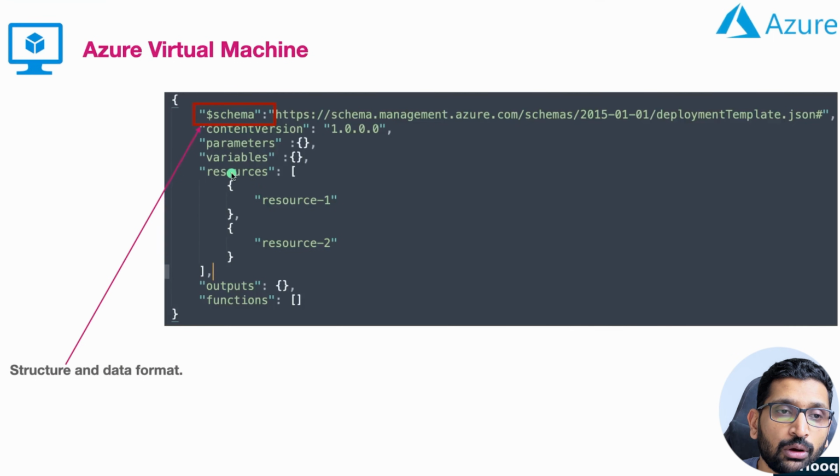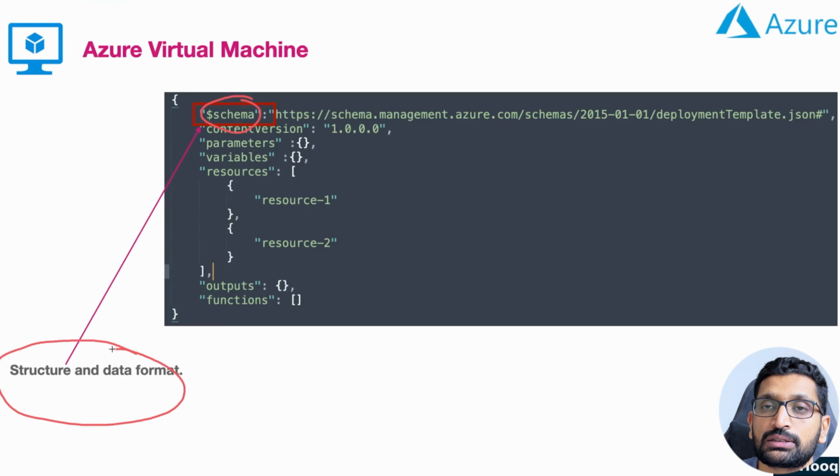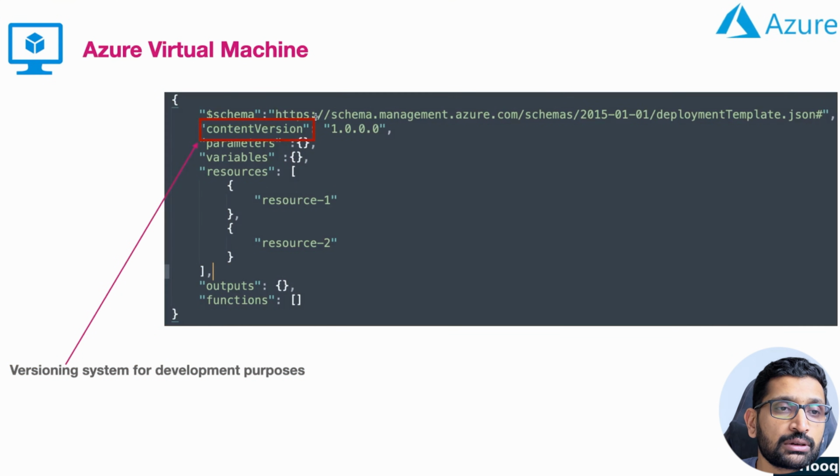Let's start from the top, and the first thing which you can see over here is the schema, which is present over here in line number 1 of your JSON file, or your ARM template as well. So here it is used for defining the structure and data format of your ARM template. Second comes the content version, and here we have defined the content version, which is 1.0.0.0, which is used for versioning your template for development purposes.